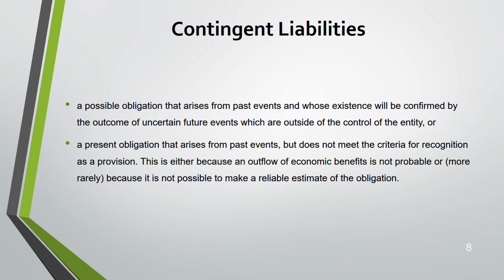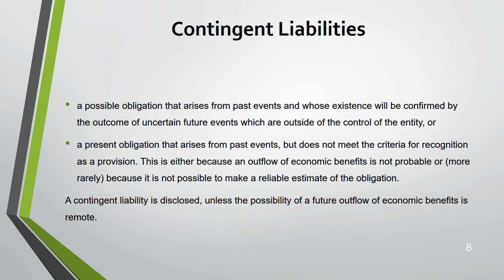Why? Either the outflow of economic benefit is not probable, or you cannot make a reliable estimate. In this condition, it is a contingent liability, not a provision. You don't even recognize it, you disclose it as notes in your financial statements. If these two conditions are there, a contingent liability is disclosed. If the possibility of future outflow is very remote, very far away, you do not even disclose the contingent liability. Otherwise a contingent liability is disclosed in these two conditions, not a provision, because in a provision you should be able to make a reliable estimate.